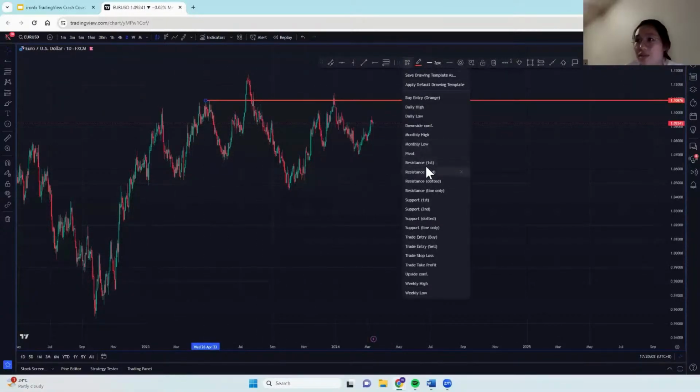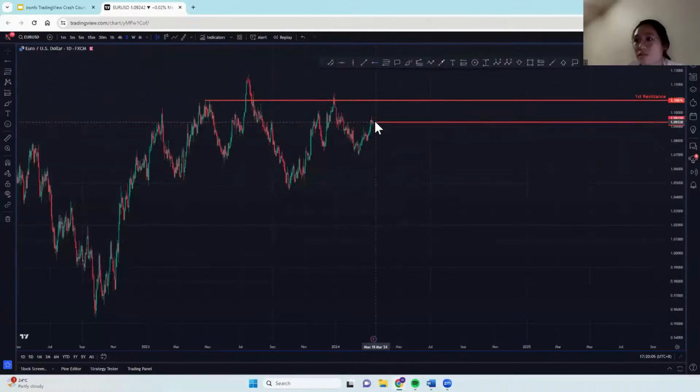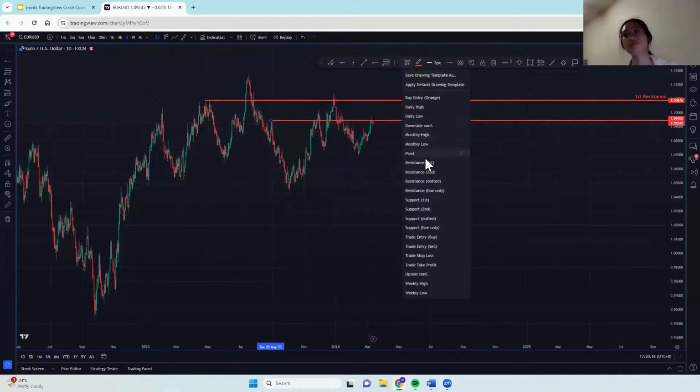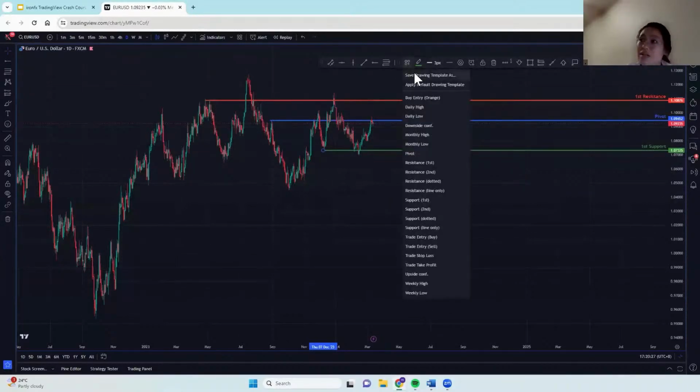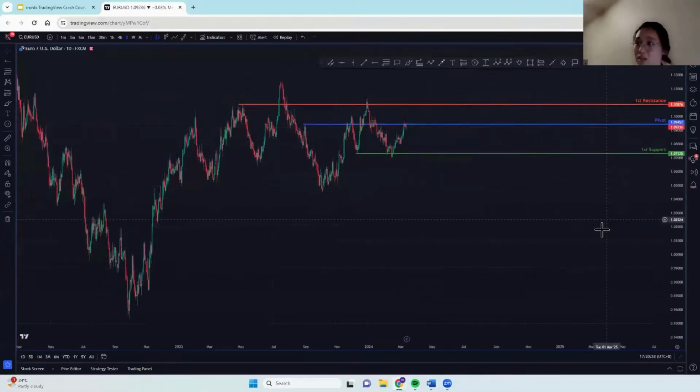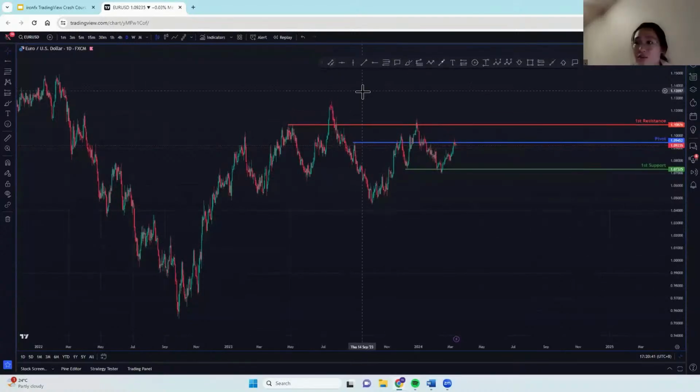Okay, so this is my first resistance. This level here will be my pivot. And lastly, my first support just here. Oh yes, so when you click on this template, you can actually apply some templates to your support and resistance levels when you're labeling them. And this is just in your toolbar as well.